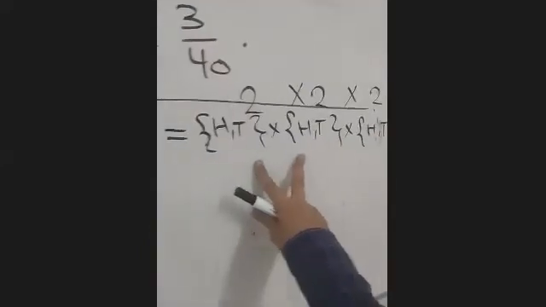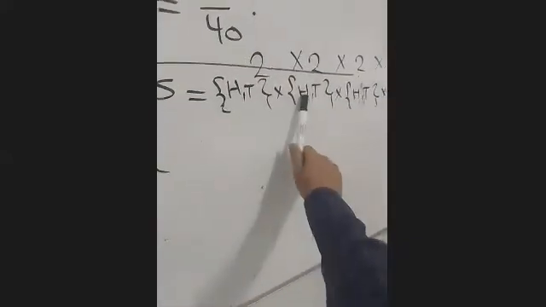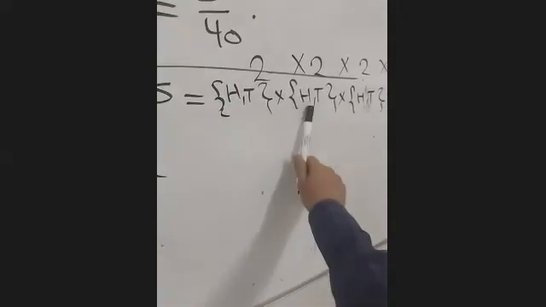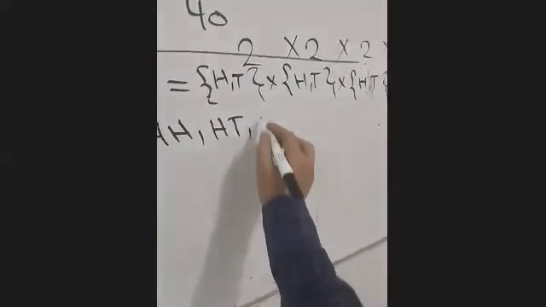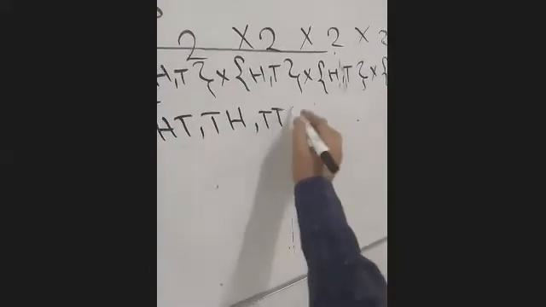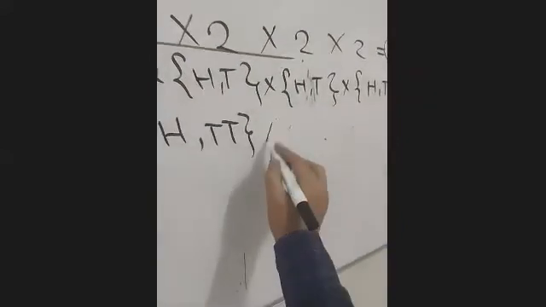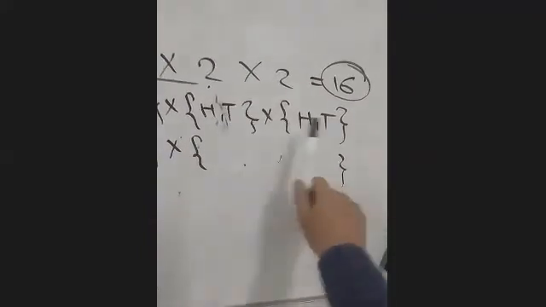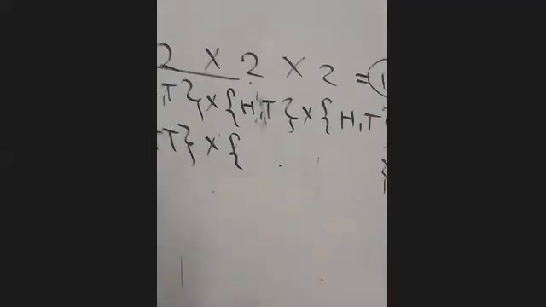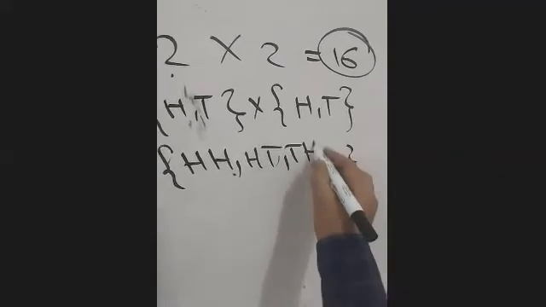Let's start with the first 2 here. It will be head head, or head tail, or tail head, or tail tail. These are the first 2. But the second 2: head head, head tail, tail head, or tail tail.